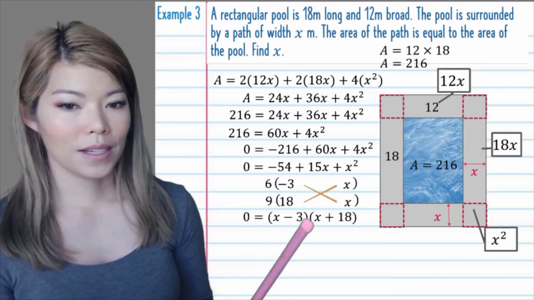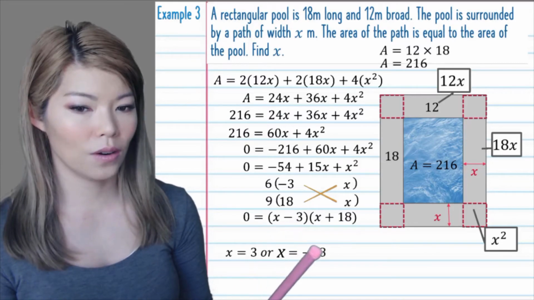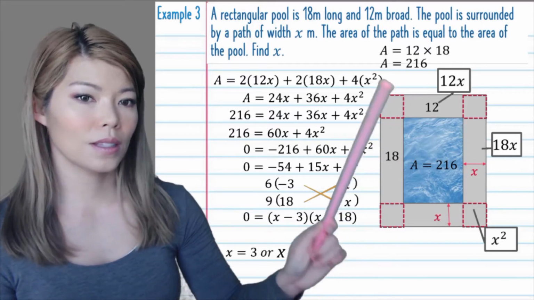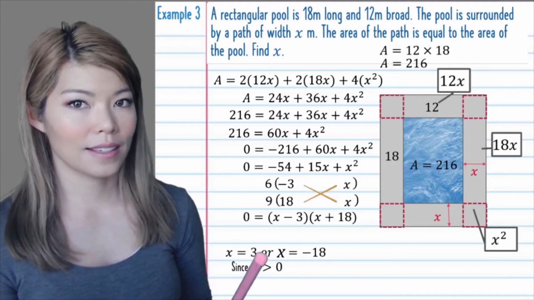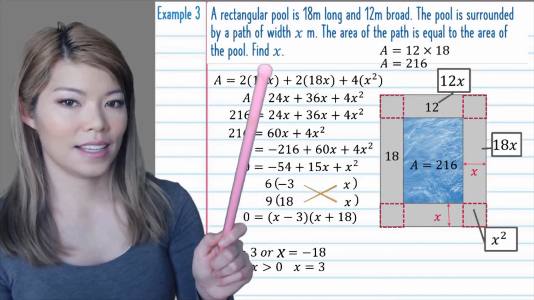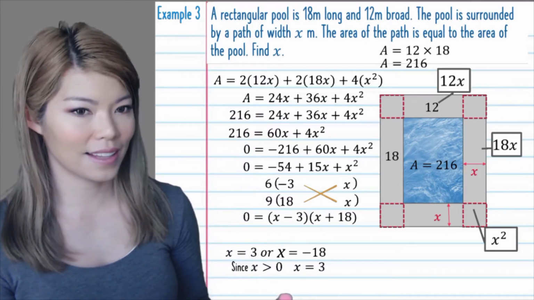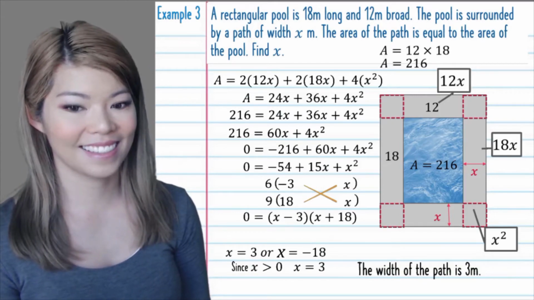So x minus 3 and x plus 18. So in other words, x is equal to 3 or negative 18. But since we're measuring, x has to be greater than 0. So x is equal to 3. Have we answered the question? It says find x. Yes, we have answered the question. So the width of the path is 3 meters.